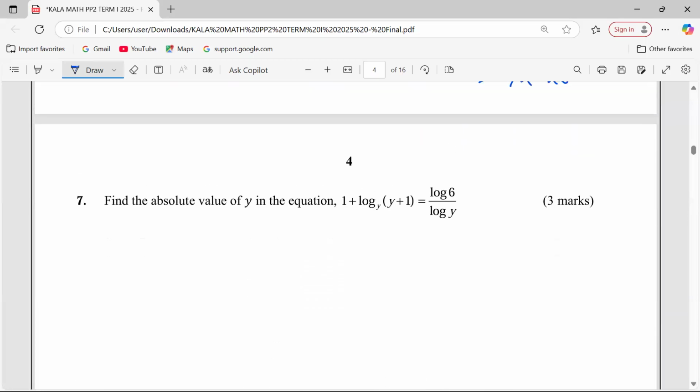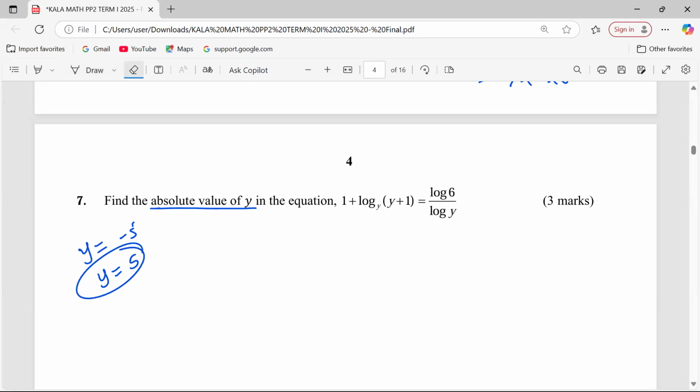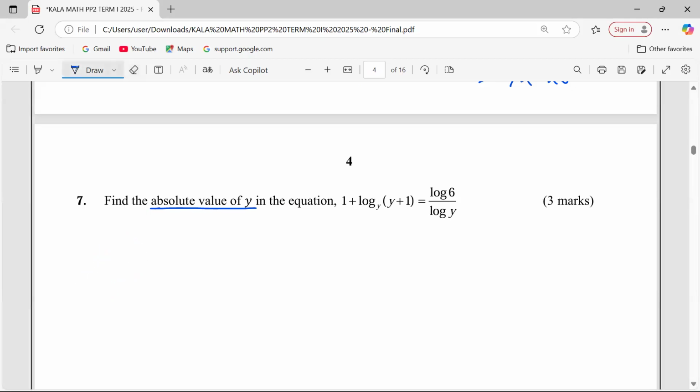We know that at number 7, find the absolute value of y in the equation. Very serious. Absolute value. That means in case you get two values of y, you are supposed to take the one which is positive, or rather when you get a positive value, a negative value, you're supposed to just take the absolute value. For example, if you get y equals -5, you should tell us that the value of y is just 5. That's what it means by absolute value. We know the sign and we take the value.